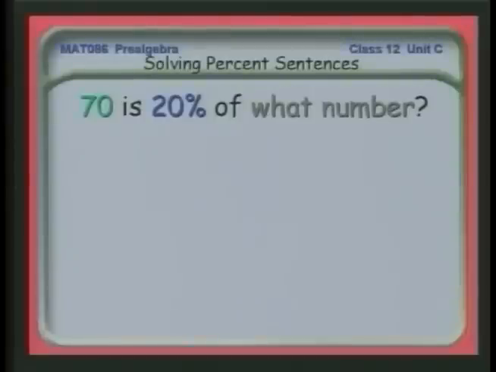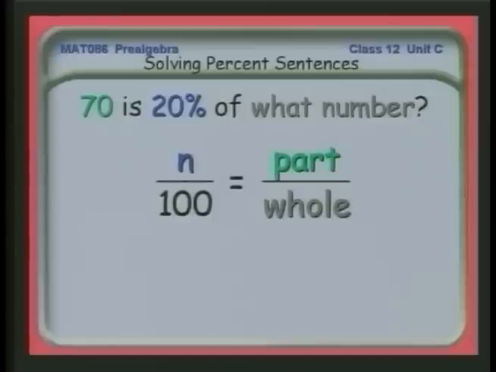Here's another case. 70 is 20% of what number? What are we looking for here? What we're given is "of what number," which must be the whole. Meaning, in this case, we don't know the whole thing, but we're given the percentage and the part.